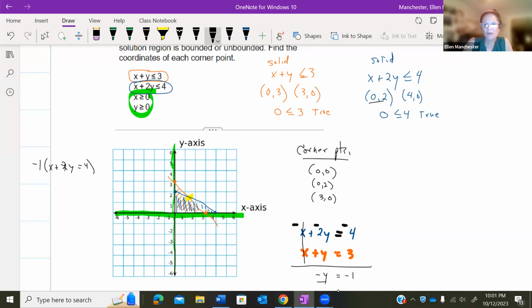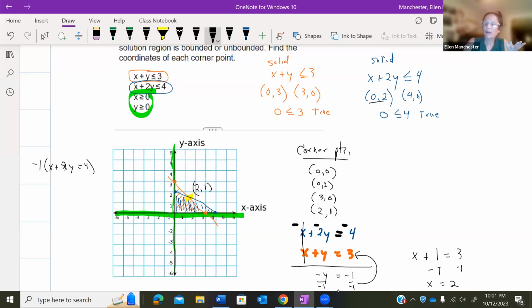-4 and 3 is -1. And then divide by -1. So my y is a +1. Now I'm going to go back and plug this +1 back into either equation, and this is the easiest one. Get rid of the 1, and I get x equals 2. So this corner point crosses at the point 2, 1. Okay, that's where those two lines cross.